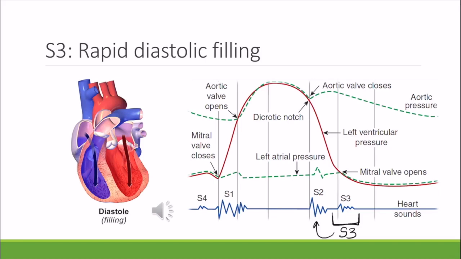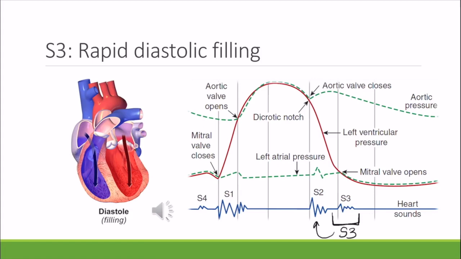So what does S3 represent? Why is there this extra dub at the beginning of diastole? S3 is sometimes referred to as a ventricular gallop because it is a key diagnostic sign of ventricular dysfunction. Let me say that again. S3 is called a ventricular gallop because it is a key diagnostic sign of ventricular dysfunction.